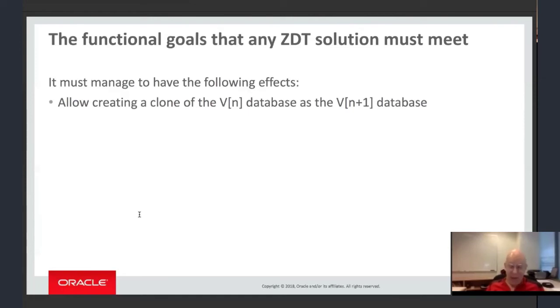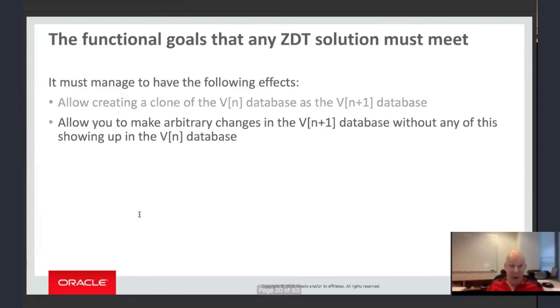That's the whole irresistible force. You want to change it, the immovable object. You can't change what's in use. The only way you can manage it is to create a secret clone of your version n database, and it will become version n+1. Because having cloned it, you make arbitrary changes to version n+1 without any of this, of course, showing up in the environment where people are using the live system, namely version n. I hope that's clear. It's really just playing with words.